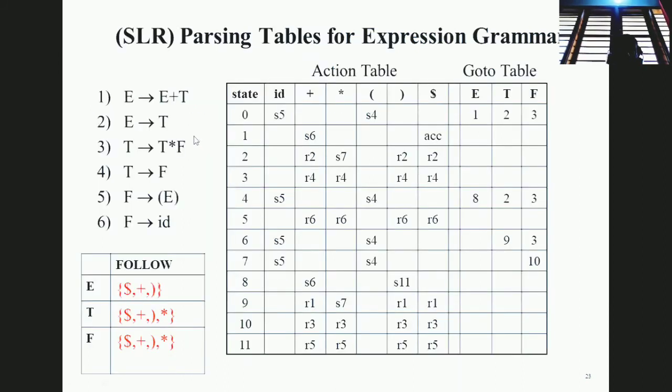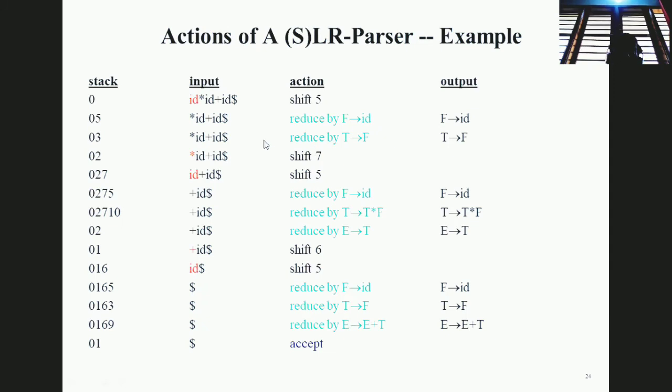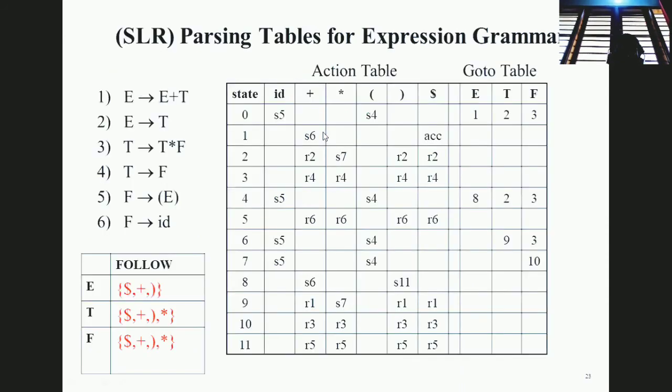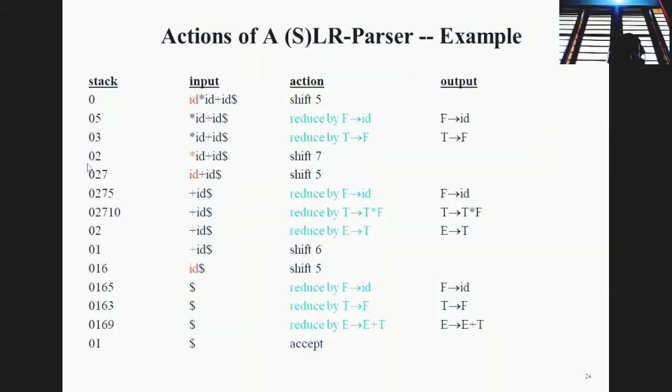Once again, I'm supposed to look at what is 3 on star. So 3 on star is reduce to 4. The reduce to 4 is nothing but T tends to F. So when I say T tends to F, I'm supposed to pop 3 from the stack. Then I'm supposed to look into the go-to part, 0 on T. What is 0 on T? 0 on T is nothing but 2. So then I'm supposed to push 2 onto the stack.